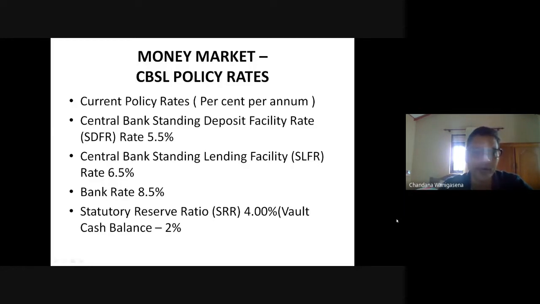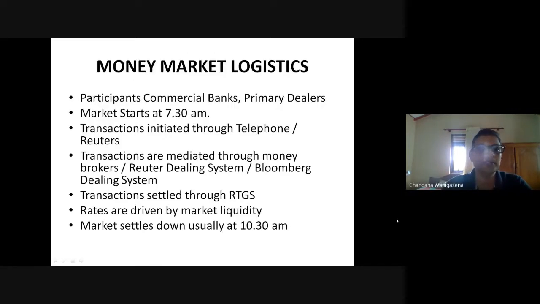So the statutory reserve ratio we talk about is 4%. Of that, 2% should be cash balance, notes and coins. For bank transactions, we need to have 2% of the statutory ratio as cash balance. So those are the basic money market ratios that you need to know as bankers. And some of the practical things are, I think, not very serious.